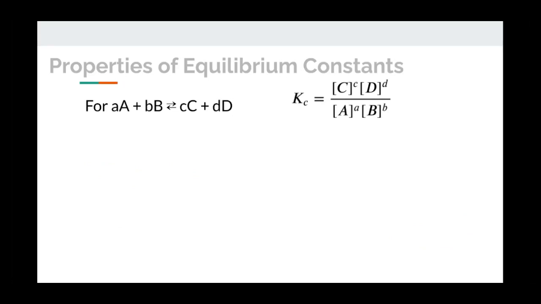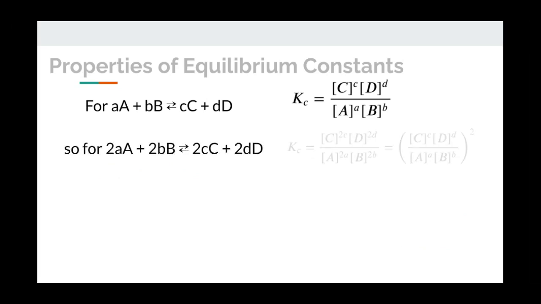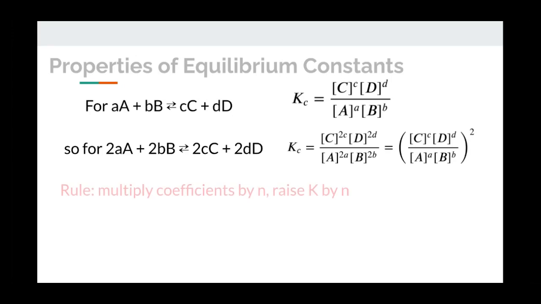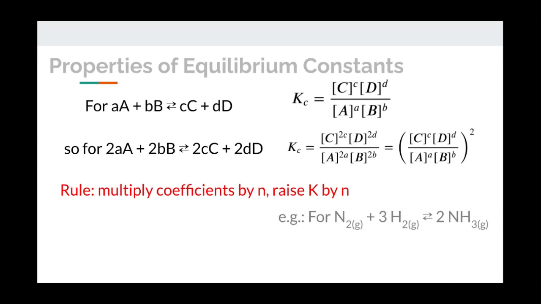The next question is, how does the equilibrium constant change if we multiply the coefficients by some constant? So here's our generic reaction again. What if we doubled all the coefficients? What would Kc look like? Well, everything would be the same except you'd be raising it to twice the original coefficients, which means we'd be squaring the original Kc value. So the rule of thumb is, when you multiply the coefficients by some n, raise the equilibrium constant to that n.